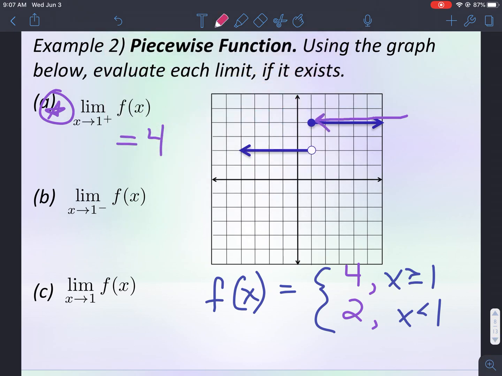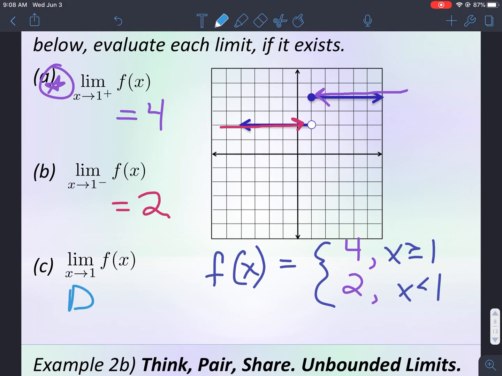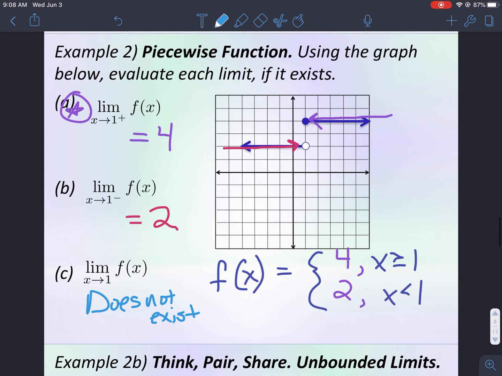On the other hand, the limit as x approaches 1 from the left, that means we're on the bottom side of the piecewise function, and so this is going to be equal to 2. And now let's use the theorem. Does limit of 1 plus equal limit of 1 minus? That answer is no, and therefore we have to say that this limit does not exist. The limit does not exist.